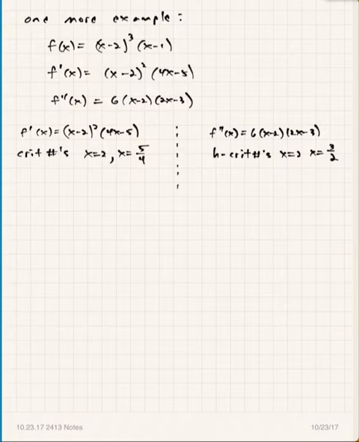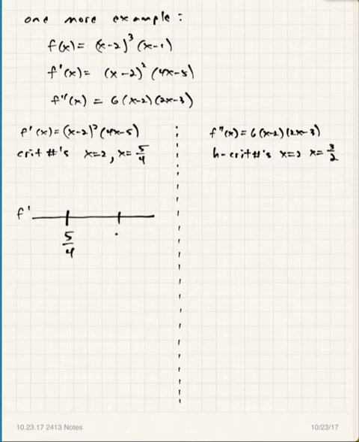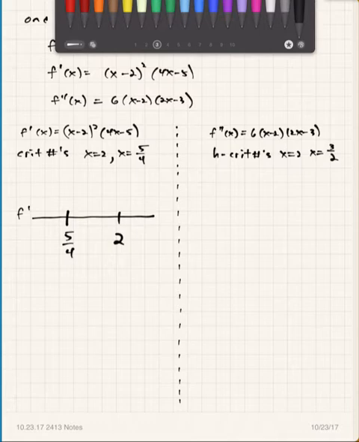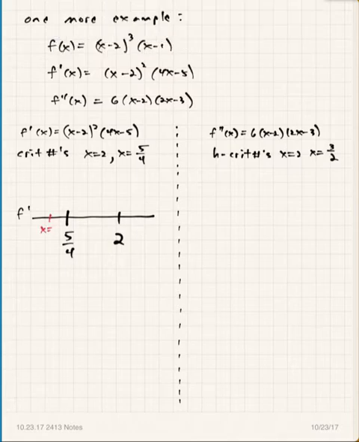And so then we go through a similar analysis that we've just been talking about. So we analyze the sign of the first derivative around the critical numbers. So I put 5/4 here and 2 here. I pick out test values in between those critical numbers. So I might pick x equals 0 and x equals 1.5 or 3/2 and x equals 3. Remember, you are now checking the sign of the derivative. So you're looking at f prime of 0, f prime at 1.5, and f prime at 3 to see what the sign of that value is.